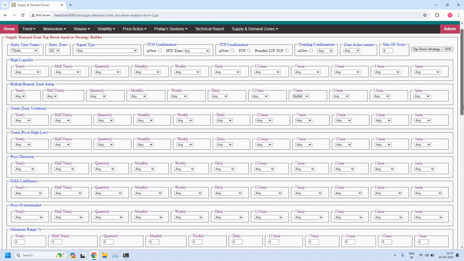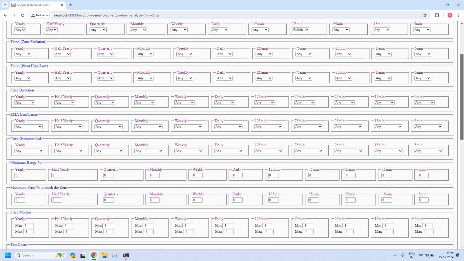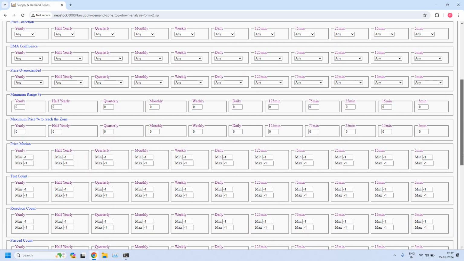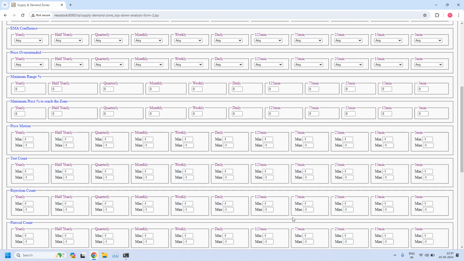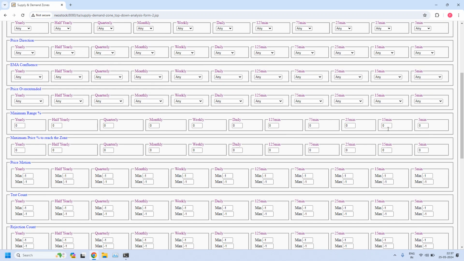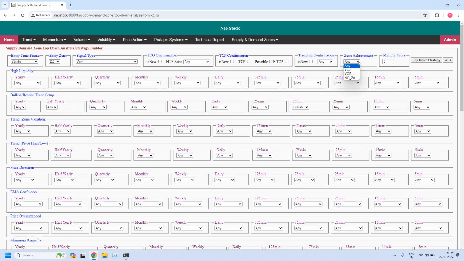because we need to set three filters. First filter, P-host count should be 0. So in this parameter P-host count, this time we are selecting 75 minutes because that is our entry time frame. So I am selecting the minimum value as 0, maximum value as 0, which indicates the 75 minutes demand zone should not be pierced, and also zone achievement for the 75 minutes demand zone violated opposing zone, and a minimum odd enhancer score for the 75 minutes demand zone should be 12.